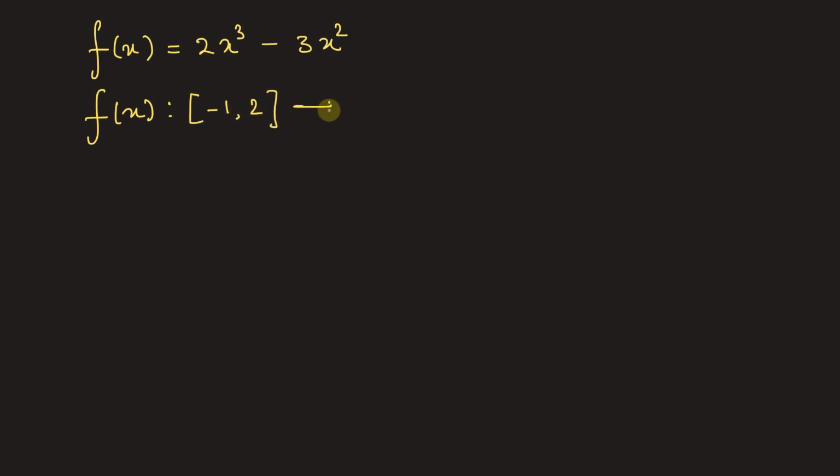The given function in this problem is f of x is equal to 2x cube minus 3x square, and the function is defined as f of x such that its domain is -1 to 2, and let's say the codomain is R. R stands for real number. First, let's find the value of this function at the endpoints of the domain. F of -1 will be equal to -5, and f of 2 is 4.